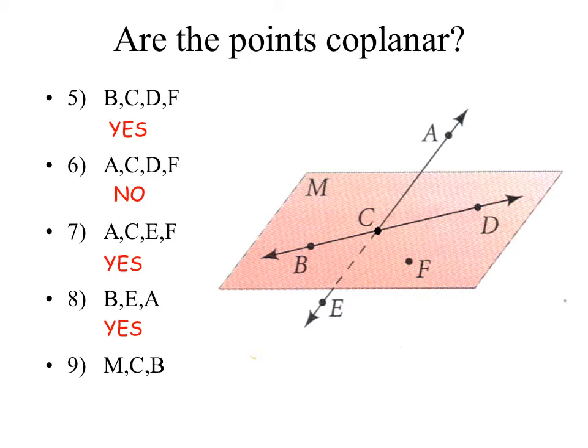And M, C, B, again, that's a little bit of a trick question because M is the plane. So C and B are on the plane, but M is actually the plane itself, so it's kind of a strange way to ask the question. So I would have to say no, only because they're calling M a point, and M is not really a point.